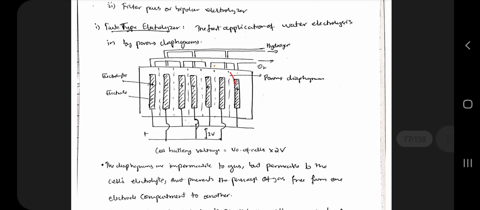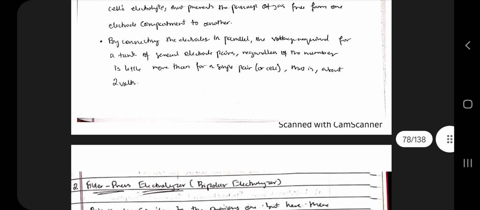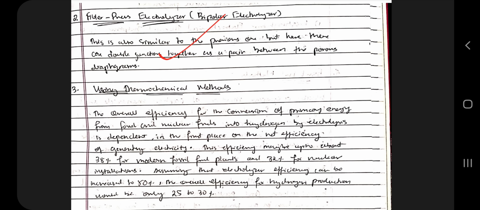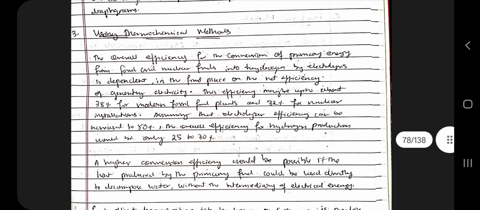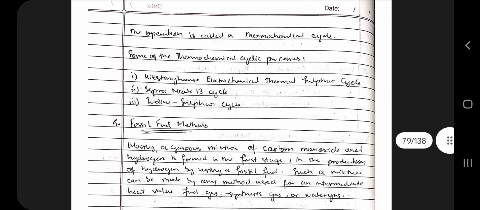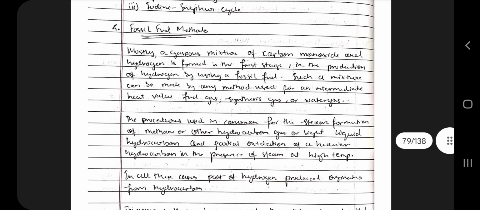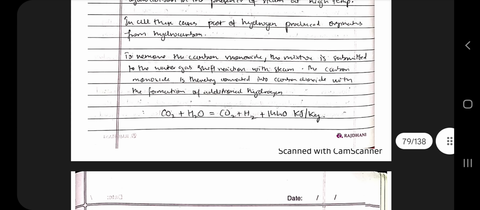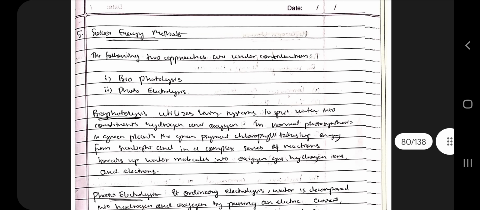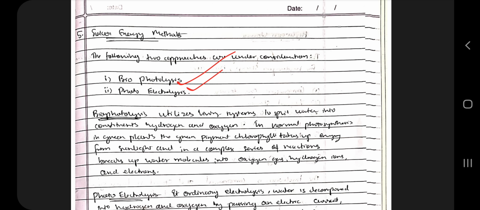If you use it in an industry, you will use many electrolysis, that is tank type electrolyzer. And filter press, there will be a filter in which you will be passing the electricity to get the hydrogen. Thermochemical methods will be using the chemical methods as well as the efficiency of thermal plants to get the hydrogen. And here are some cycles given here, like Westinghouse, ISPRA-Mark, and iodine sulfur cycle. By using fossil fuels also you can generate by heating the fossil fuels and doing some specific reactions. Solar energy by using the bio or photo. Biosolar energy means you will be using the plants, and photoelectrolysis means you will be using the photovoltaic effect.